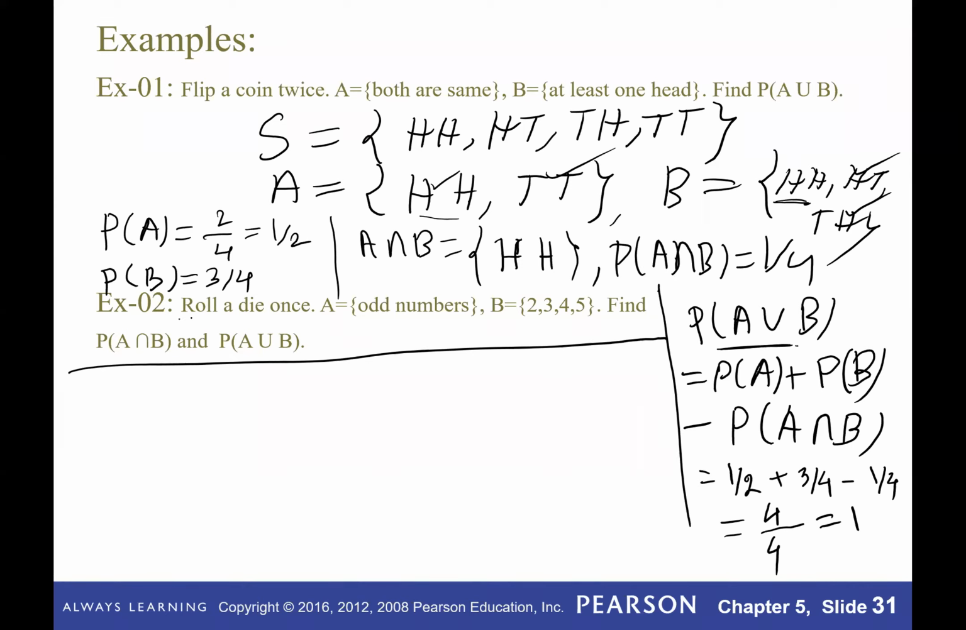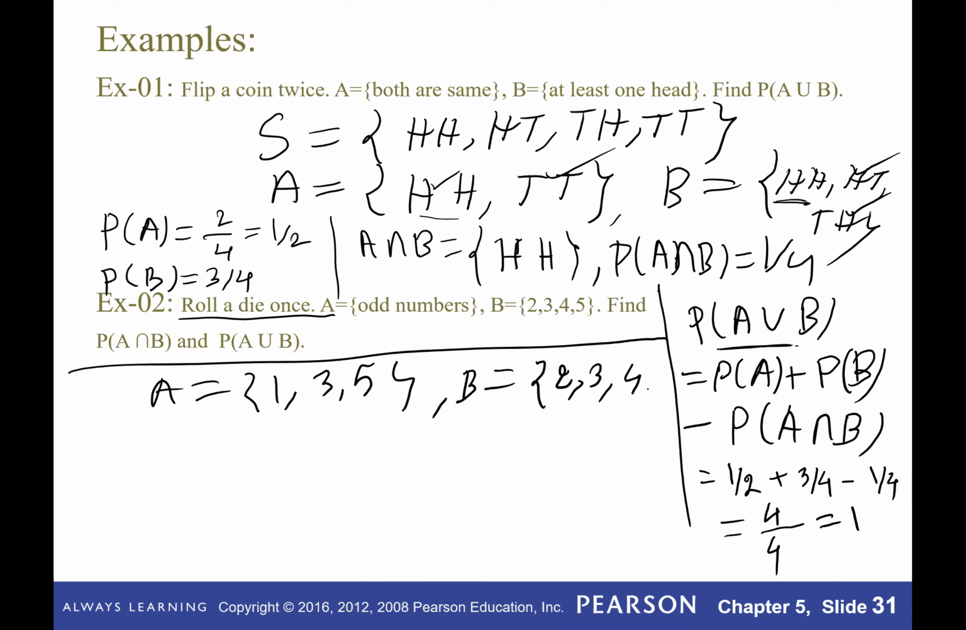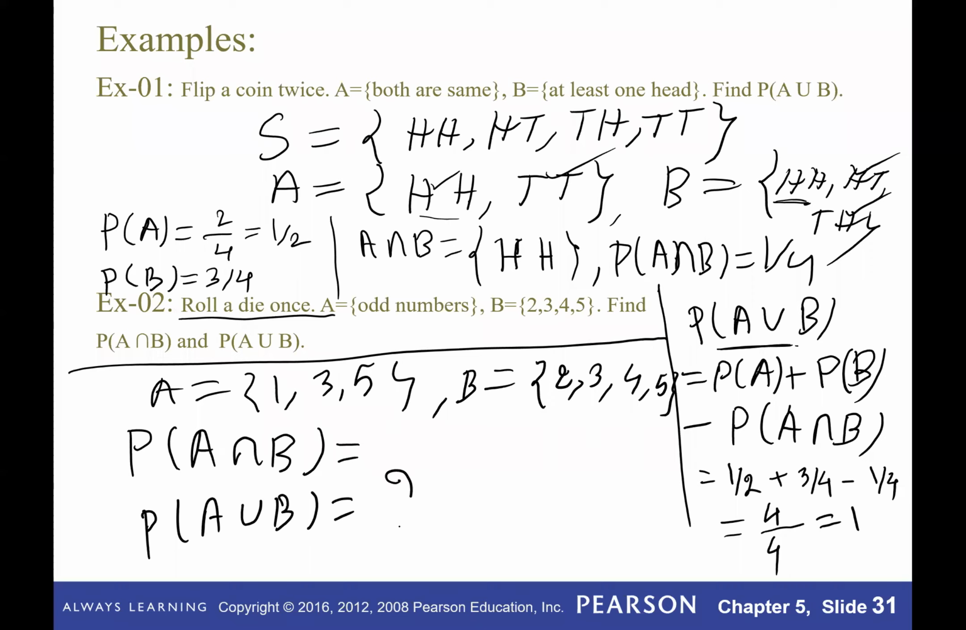Okay, so let's consider the second example. A equals odd numbers, so that means 1, 3, 5, and B is given. You have to find the probability of A intersection B and probability of A union B.